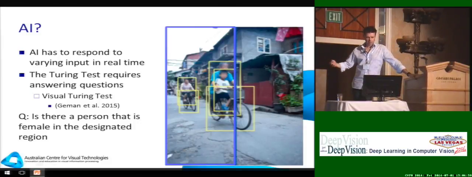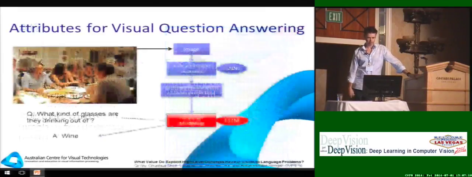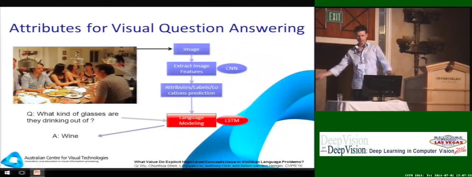And there is this great work on the visual Turing test. This is one of the images from the visual Turing test, and the question that goes with this image is: is there a person that is female in the designated region? And it's a really nice idea. They made some kind of compensation for the fact that a lot of these things aren't real time, but it's a really nice idea.